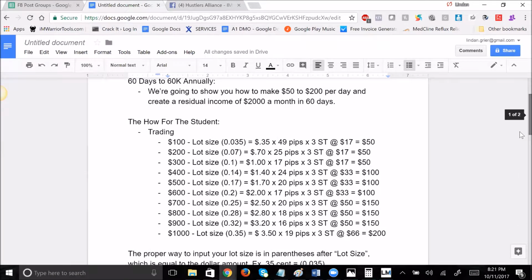All right, so there's the trading side and there's the residual side of this plan, and here's how we're going to make it happen, okay? And also, guys, remember, write down any questions you might be having so I can go over those at the end. Here's how the trading side works.